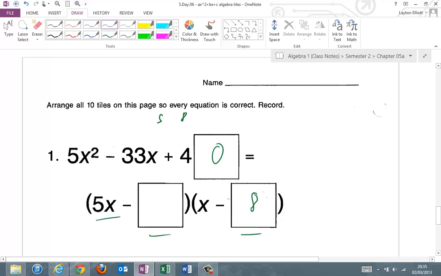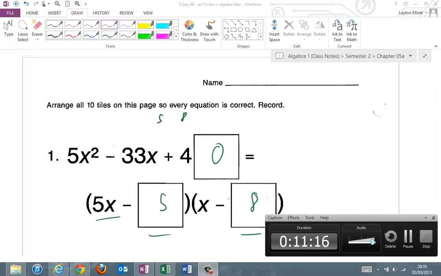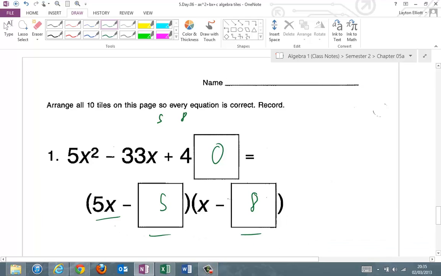Well, 8 times 5 is 40, and then, let's see, if we do 8 times 5 and 5, that won't work because we have 40 and 5, and that will give me 33. But if I have 5 times 8 is 40. If I do that, that's minus 25, minus 8, it's minus 33. And that's it.